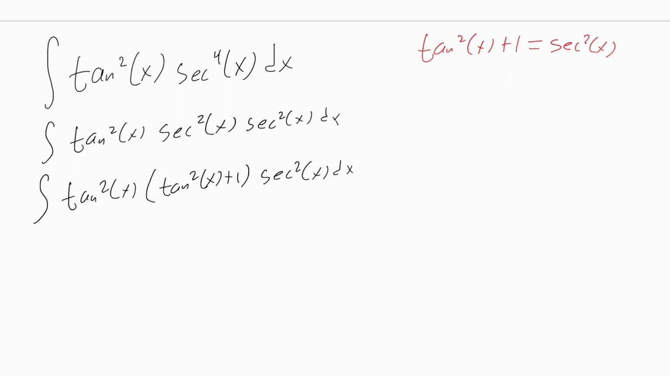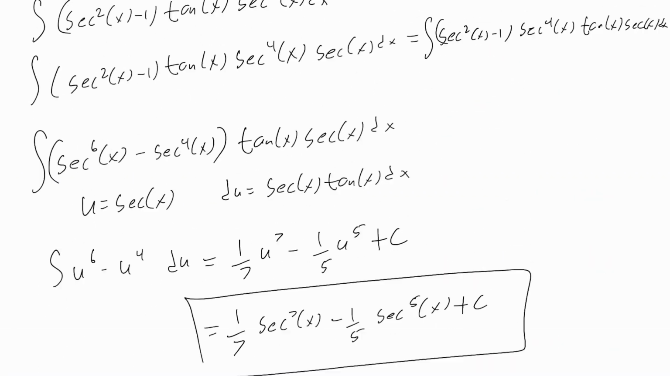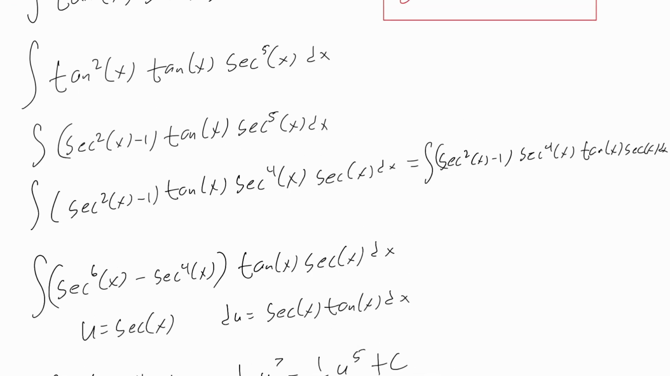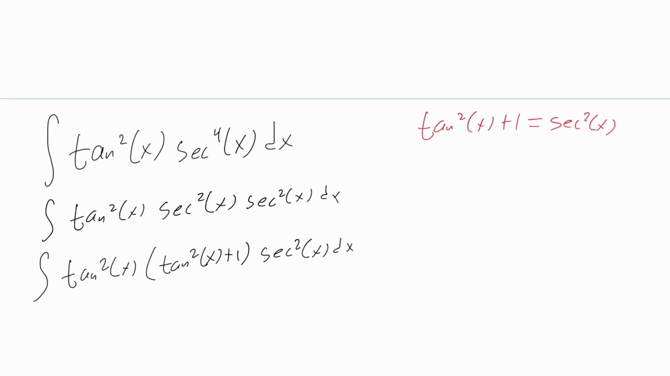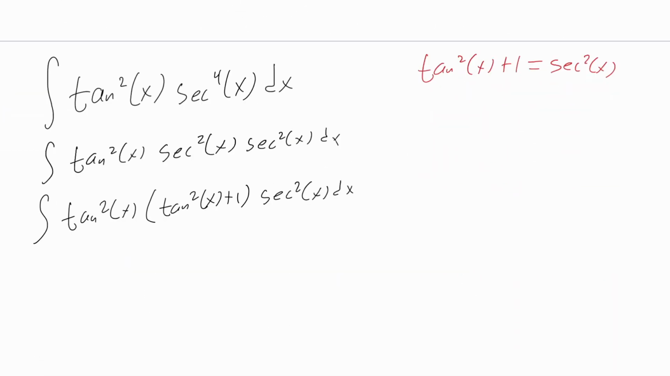Well, kind of how in the previous example we used u substitution, and in the previous example we wanted to be left with a tangent times secant here because the derivative of secant is secant times tangent. Well, remember that the derivative of tangent is secant squared. So we want to be left over with a secant squared at the end and turn everything else into tangents. And that's exactly what we've done here.